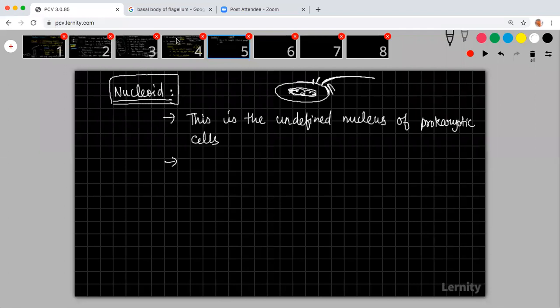So this nucleoid is being found. We are coming to the nucleoid and going ahead with it. If you are confused with the terminology suddenly, please refer to the diagram that I gave in the beginning. That way it will be helpful. This is the undefined nucleus of prokaryotic cells.